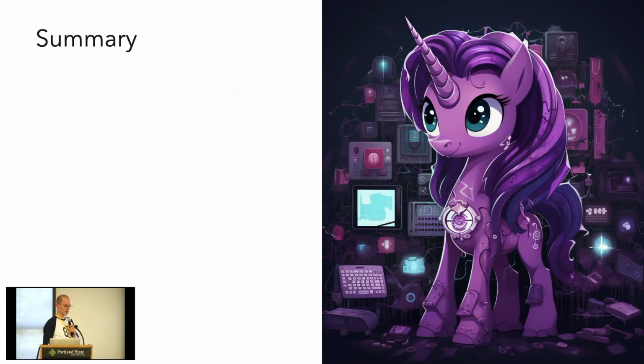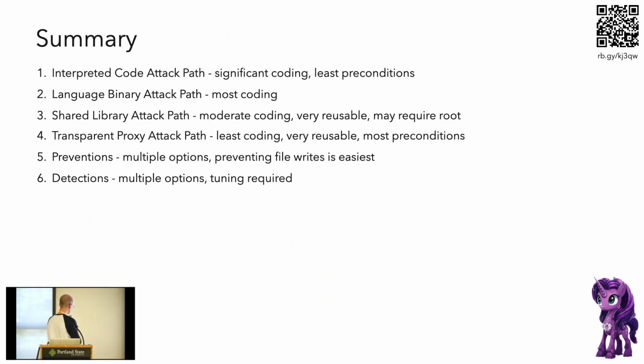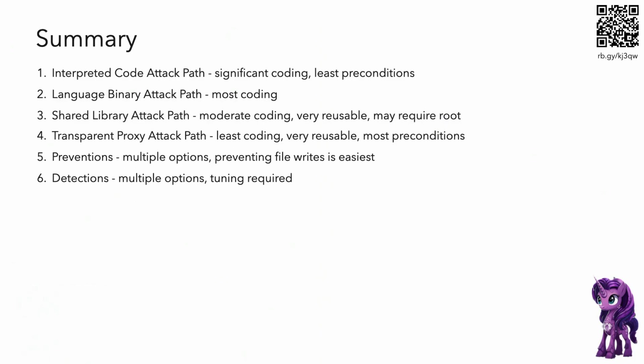All right, so what did we cover? Well, we covered things with awesome names. Interpreted code attack path. So this is lots of coding, but is the most flexible. You've got the language binary attack path, which is, frankly, you want to tap the shoulder of your software engineering friend to do this, because it's not light amounts of work. A shared library attack path, let's leverage that awesomeness of preloading libraries in Linux. There's a moderate amount of coding, but once you have it, you can use it again and again. You might need root, depending on your circumstance.